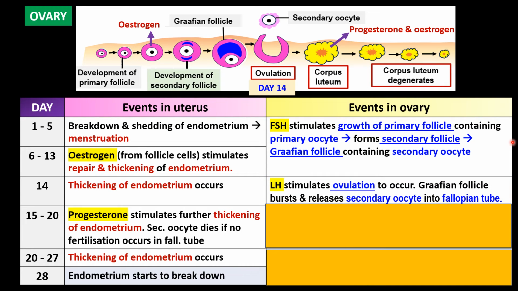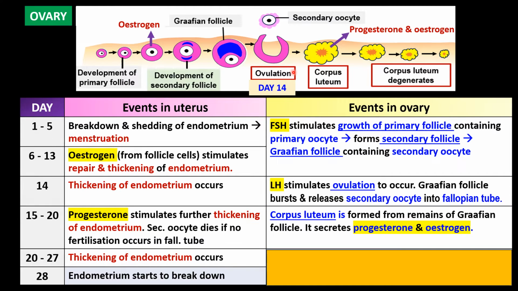Now on day 14, another hormone from the pituitary gland, the luteinizing hormone, stimulates ovulation to occur. So in ovulation, the Graafian follicle will burst and release the secondary oocyte, as seen here, into the fallopian tube. That's ovulation, usually on day 14. Now next, day 15 to 20, the corpus luteum is formed from the remains of the Graafian follicle. It's a yellow body, and it secretes two hormones, progesterone and estrogen. So this progesterone and estrogen will stimulate the thickening of the endometrium.